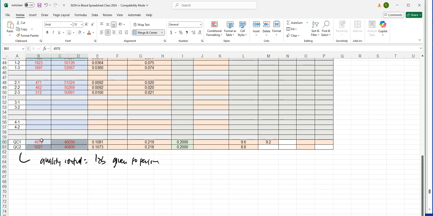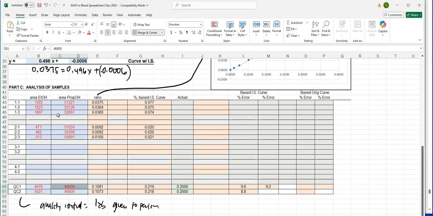So this is the area for the ethanol. This is the area for the internal standard. Again, we did the same thing for our samples from up above that were our blood samples. And then we calculate the area just as we did from up above. So you take the area of the ethanol divided by the internal standard and you get a ratio number that we will plug into a calibration curve.